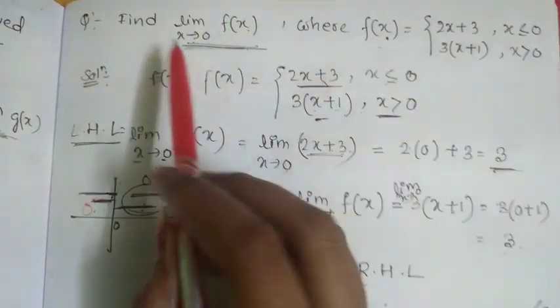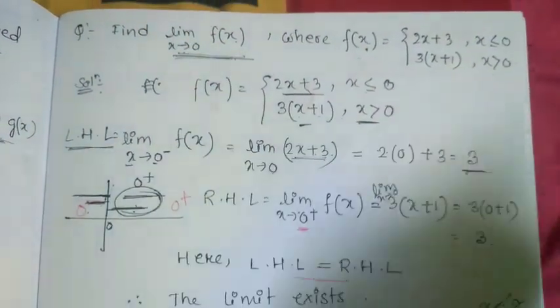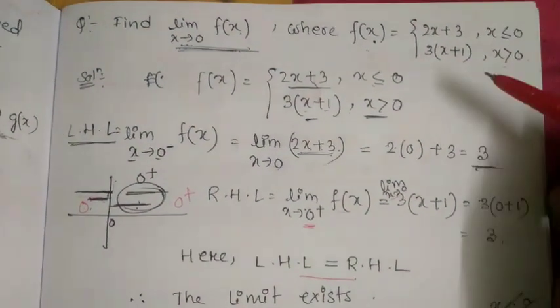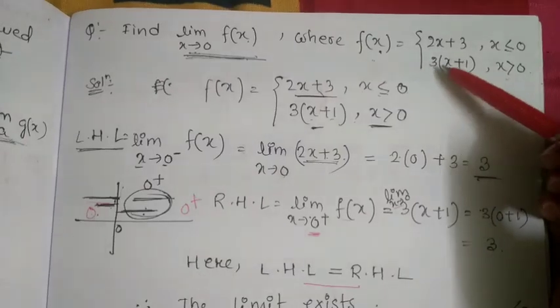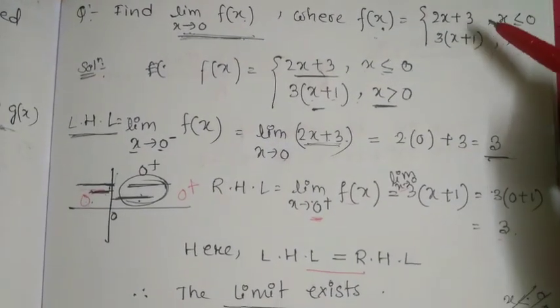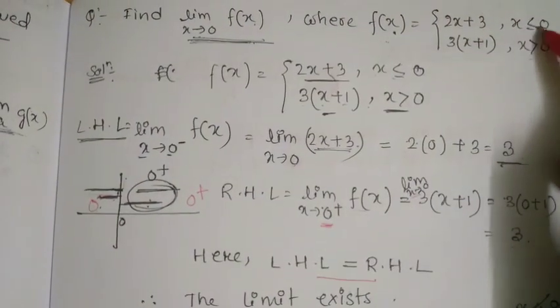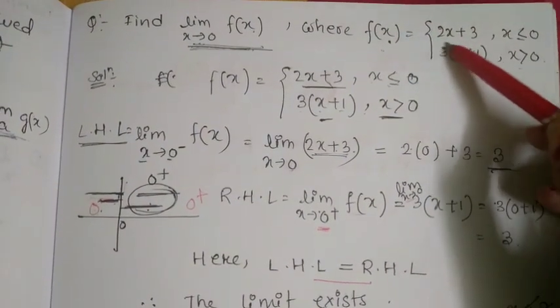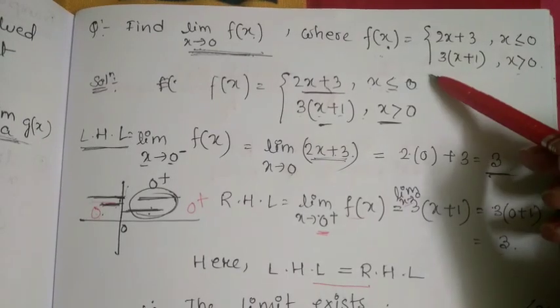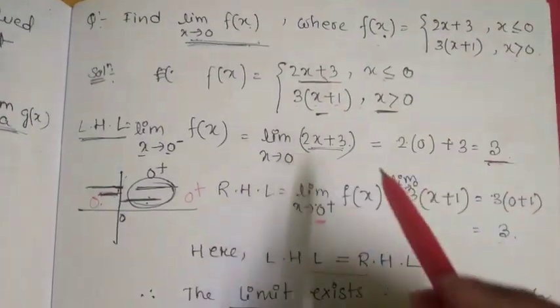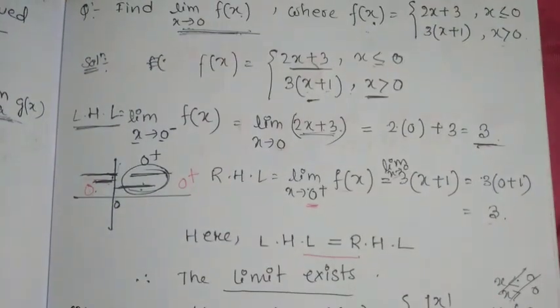So the first question I have taken is limit x tends to 0 f of x, where f of x is given as 2x plus 3 and 3 into x plus 1, including two conditions. So what are the conditions? For x less than or equal to 0, the function is this, and for x greater than 0, the function is given this. Now f of x is equal to this term we have written.